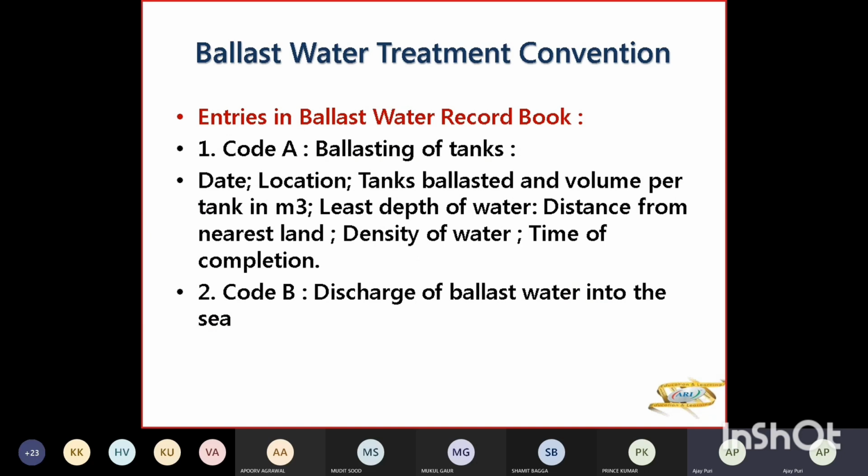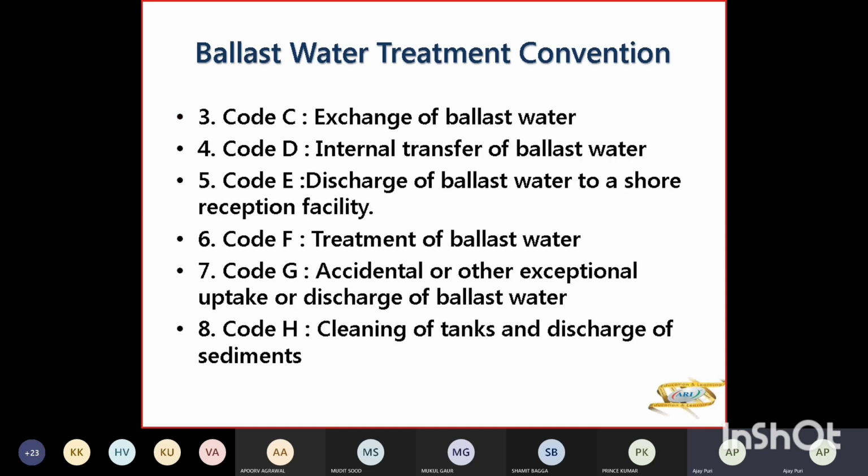One is your ballasting of tanks: location, tanks ballasted, volume per tank in meter cube, least depth of water, distance from nearest land, density of water, time of completion. Code B will be discharge of ballast water into sea. Code C will be when you have ballast water exchange. Code D will be internal transfer of ballast water. Code E will be ballast water which is discharged to a shore reception facility if you can't treat.